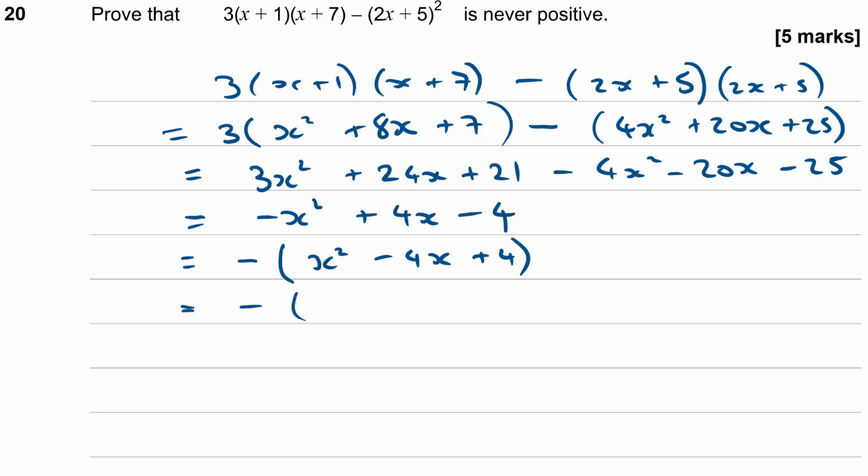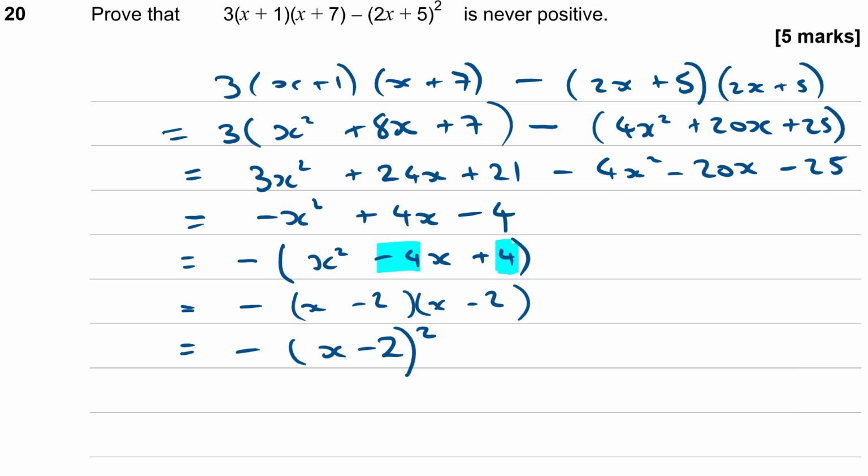Now, can I think of two brackets that this factorizes into? So if I put an x there and an x there, I'm looking for numbers that multiply together to give you 4 and sum to minus 4. So I think I know what those are. That's minus 2 and minus 2. Minus 2 times minus 2 is plus 4, and if you add them together you get negative 4. So that gives me minus (x minus 2) all squared.